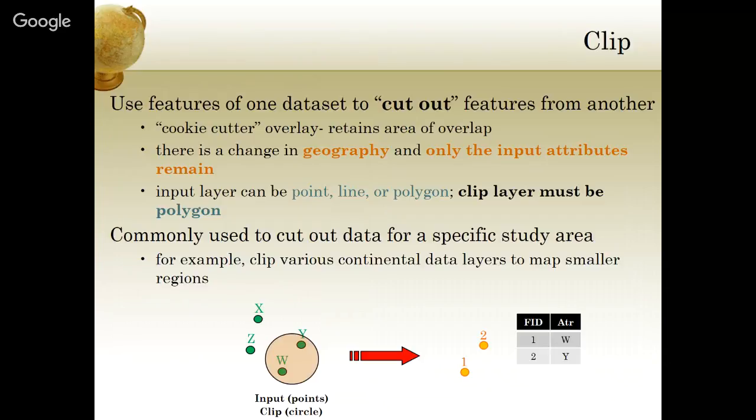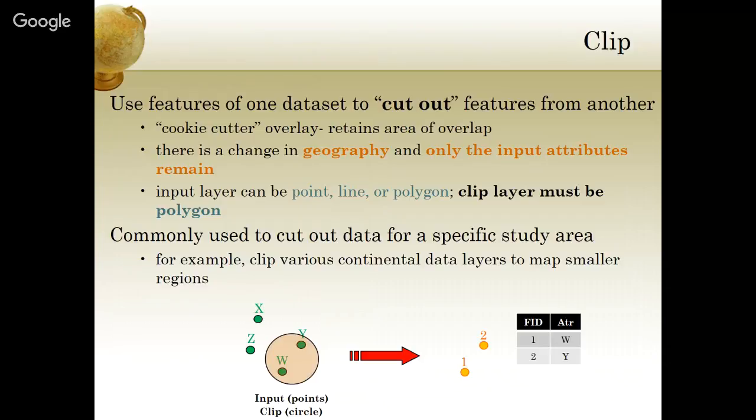You may get data that cover the entire United States, and you're only interested in Pickens County. So you may just want to clip and cut out your data to Pickens County, so you don't have to wait for it to load every time, or calculate information for Washington State that's not relevant to your area of interest. This works with points, lines, or polygons.